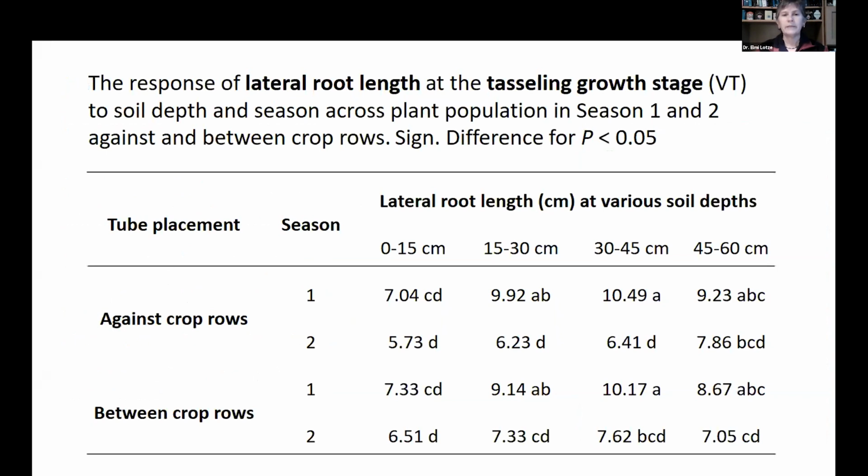This paper was also published, and again, just want to show you, in this case, it was lateral root length, but when the tube placement was either against crop rows or between crop rows, we had the two seasons, and then we had the four different depths that you could cover using about a meter, 1 meter 10 centimeters, normally what we use for tube length, and it was possible to do four scans. And then you could show significant differences depending on what you wanted to look at.